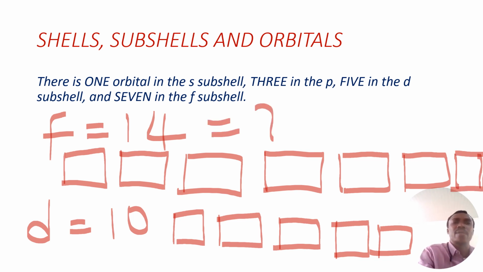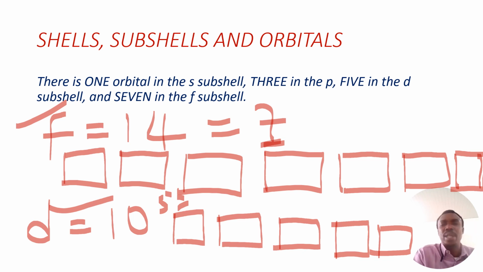So we have 7 orbitals in an F subshell. We have 5 orbitals in a D subshell. And each of the orbitals can take a maximum of 2 electrons, which spin in opposite directions.